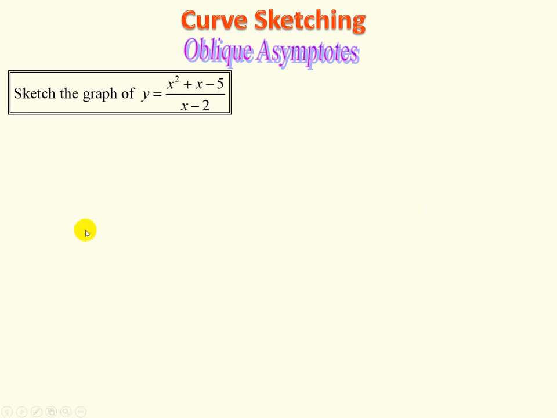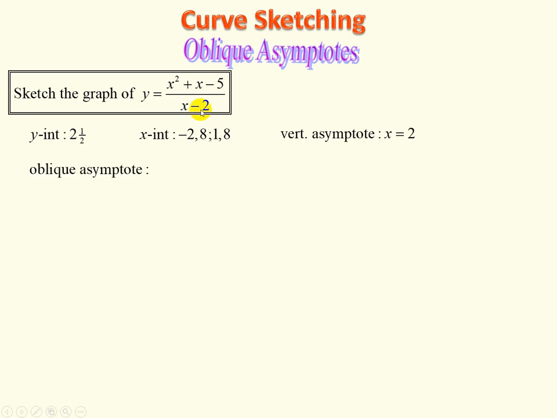Another example. Y-intercept 2.5 by substituting 0 in for x. X-intercepts negative 2.8 and 1.8. Sorry, I'm being very lazy, but you'll be able to do that easily. Equate that to 0, and therefore x squared plus x minus 5 must equal 0, and you have to use the quadratic formula. Vertical asymptote, x equals minus 2. No horizontal asymptote, because the limit of that doesn't exist.